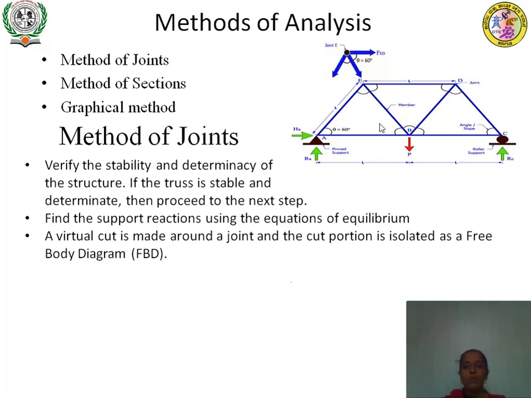If you draw the free body diagram of this joint, it will be like this: force along this member, force along this member, and the force along this member. And if you draw the free body diagram of this joint, these two are the horizontal members, and the reaction and the loading, this is the applied loading. So this is the free body diagram. We have drawn a virtual cut like this and we have shown forces like this.